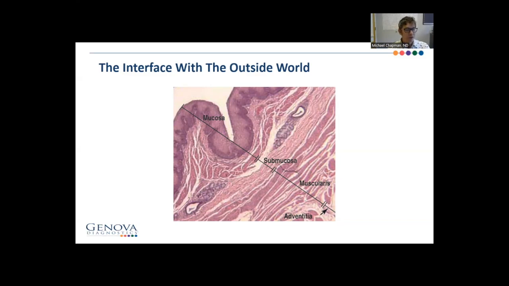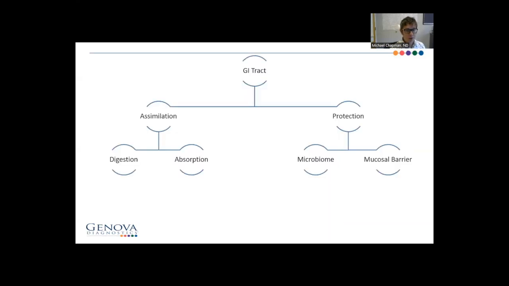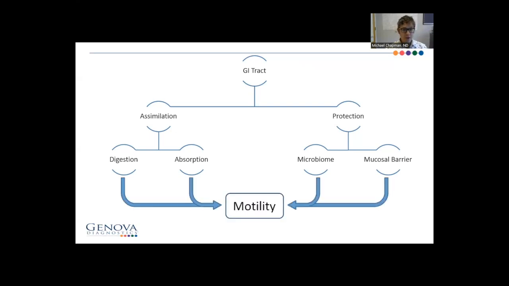It'll start to help you understand and make more sense of maybe why things are structured and laid out the way they are. So here's a little bit of a model that I put together. We started at the top saying, what is the function of the GI tract? It's to assimilate and it's to protect. It's to bring in nutrients and it's to protect us from danger. And it does that through these methods of digestion and absorption on the assimilation side, and on protection, we have the microbiome that helps to protect us, and we have the mucosal barrier that helps to protect us. And all of those things can actually impact motility.